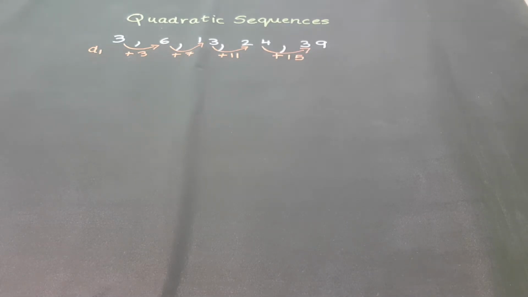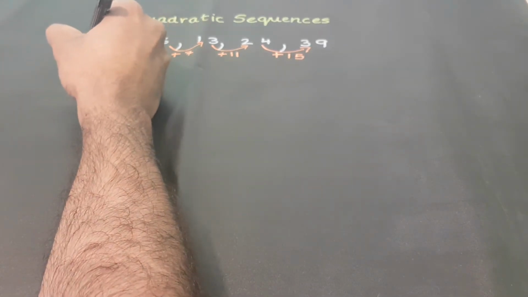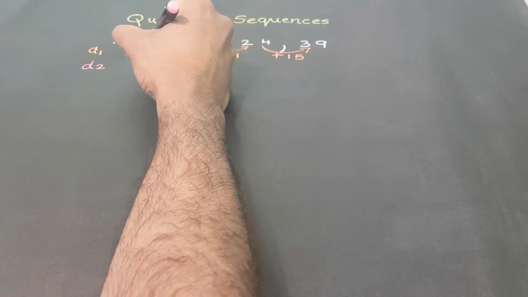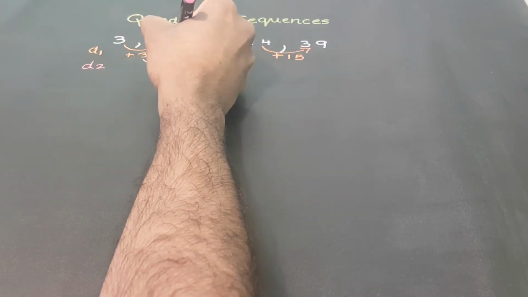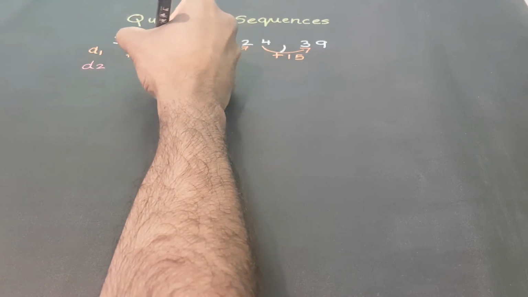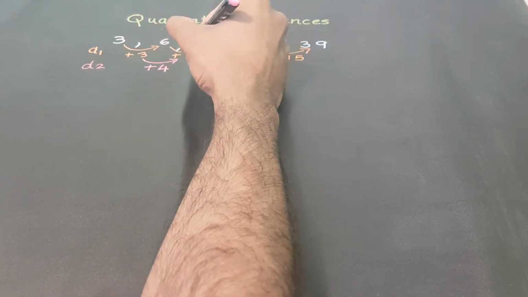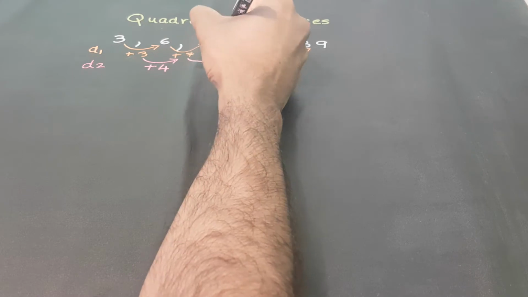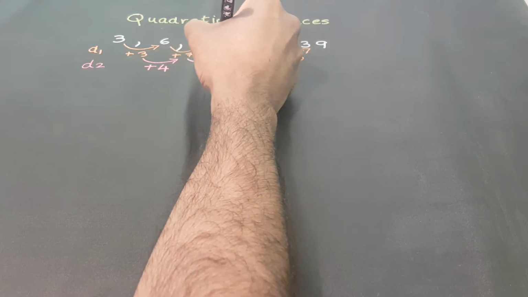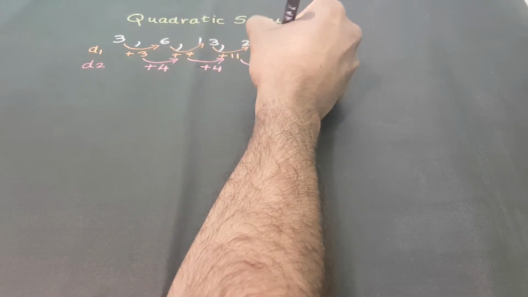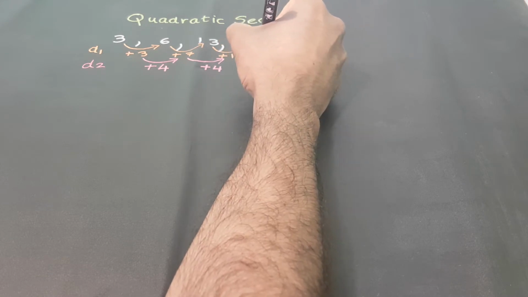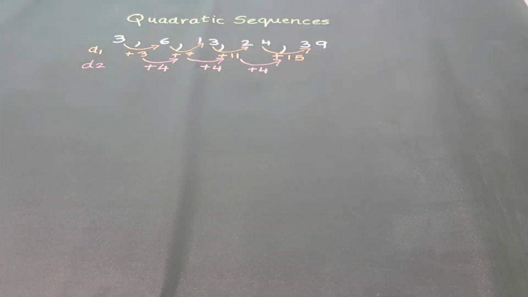The next thing I need to do is find out the second differences. So that's D2, and that's the differences of the differences. To go from 3 to 7, I add 4. From 7 to 11, add 4 again. 11 to 15, add 4 again. And as I can clearly see, my second differences are the same.